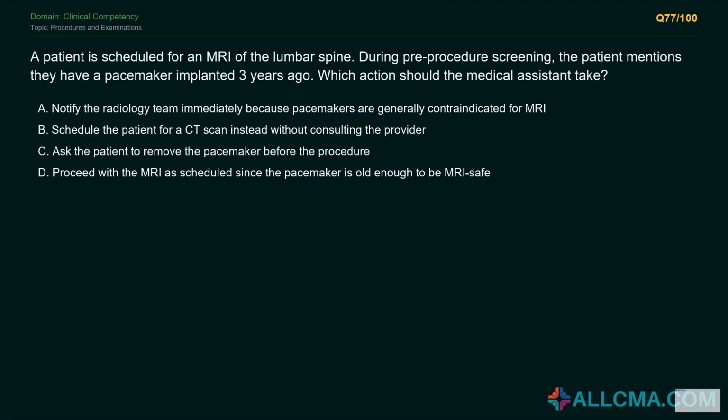Question 77. A patient is scheduled for an MRI of the lumbar spine. During pre-procedure screening, the patient mentions they have a pacemaker implanted 3 years ago. Which action should the medical assistant take? Option A, notify the radiology team immediately because pacemakers are generally contraindicated for MRI. Option B, schedule the patient for a CT scan instead without consulting the provider. Option C, ask the patient to remove the pacemaker before the procedure. Option D, proceed with the MRI as scheduled since the pacemaker is old enough to be MRI safe.